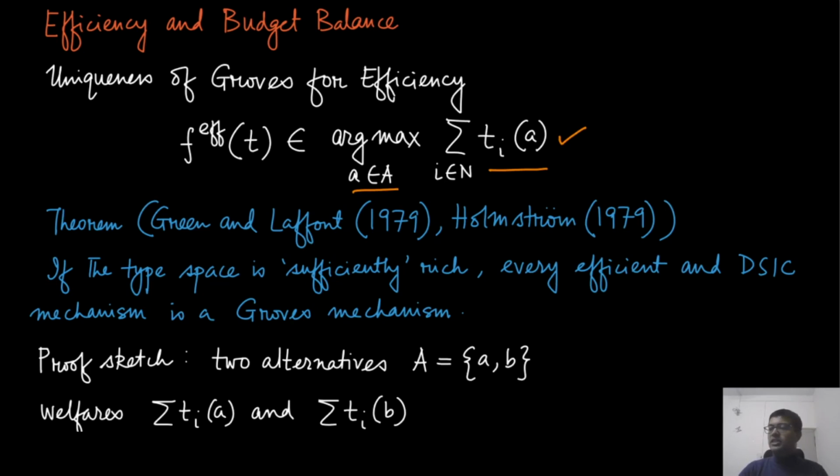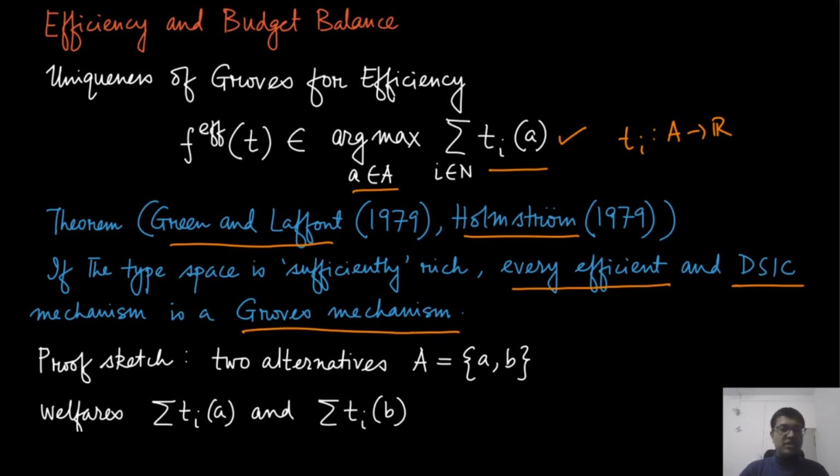So in this context, the result by Green and Laffont, and also independently found by Holmstrom, says that if your type space is sufficiently rich, and we are not going to discuss much about how rich it is, just for idea building you can imagine that it is as rich as the unrestricted domain, where all that you have is types mapping the allocations into the set of real numbers, and there is no additional restriction put on it, then in that kind of a rich domain, every efficient and DSIC mechanism is a Groves mechanism.